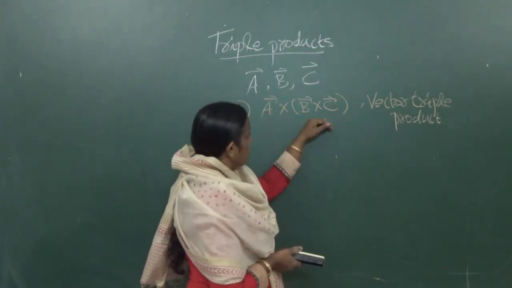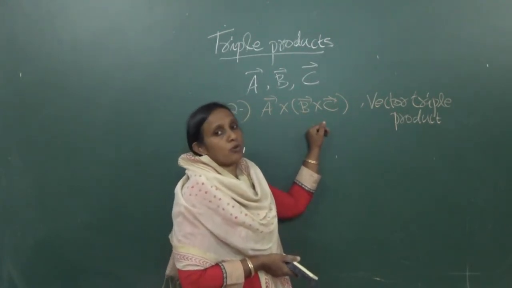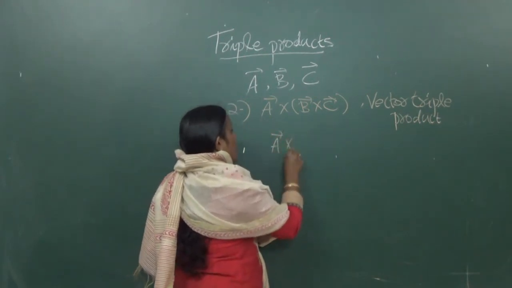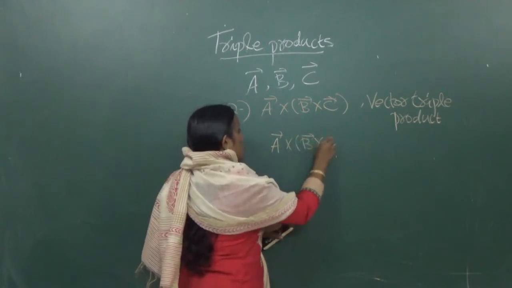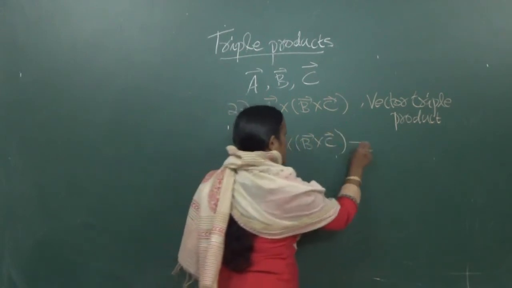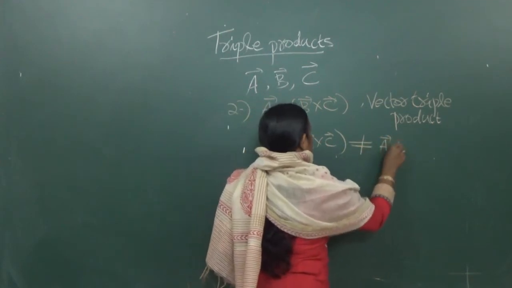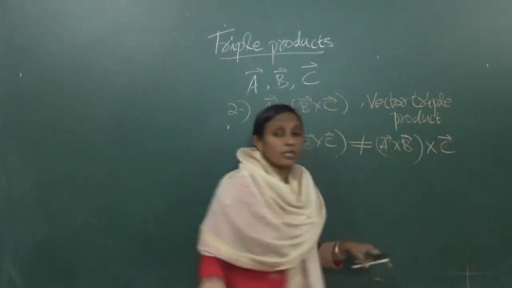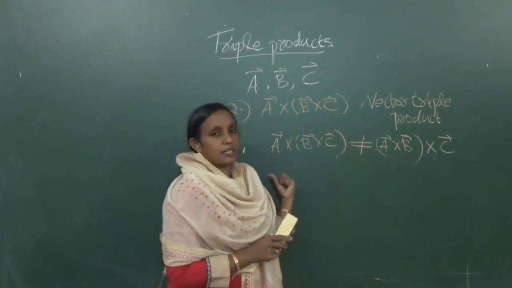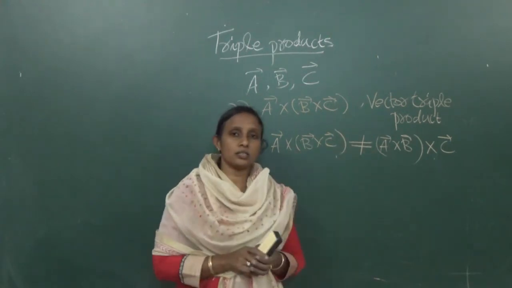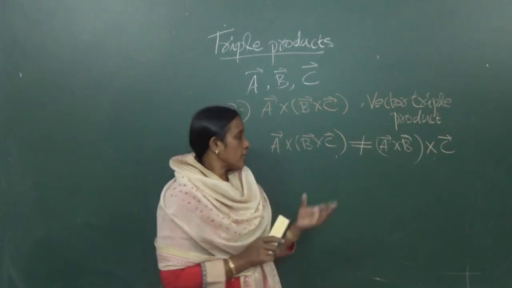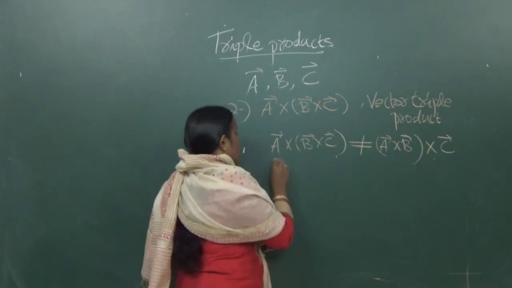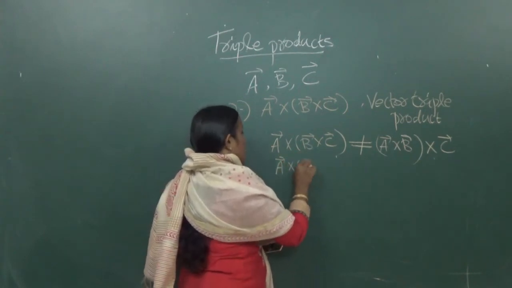This is a cross product also, so it is not associative. We already learned that cross products are not associative. So A cross (B cross C) is not equal to (A cross B) cross C. These two are different vectors because cross product is not associative. Remember this.